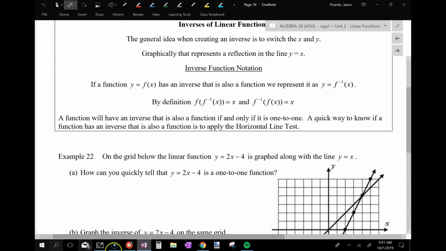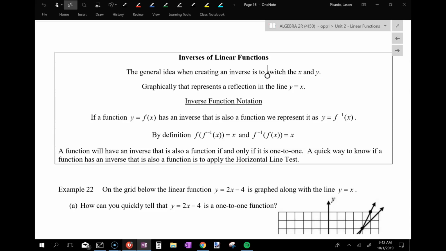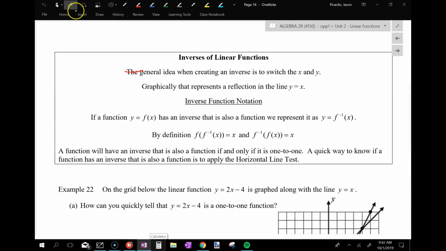I want you to start off by highlighting these two statements, because these two statements at the very top are the most important thing. It says when we talk about the inverse of a function, the general idea is to switch the x and the y. Highlight that, star that, circle that. Don't cross that out.